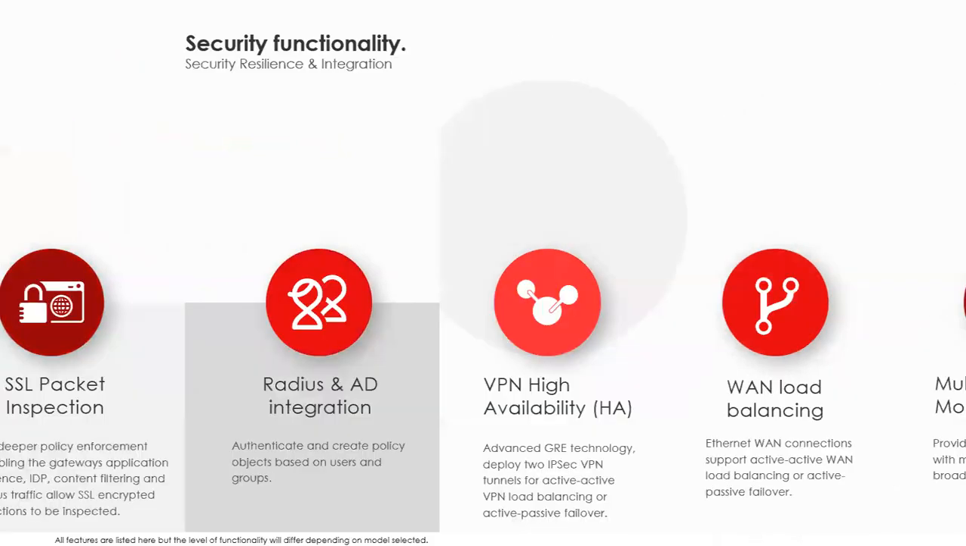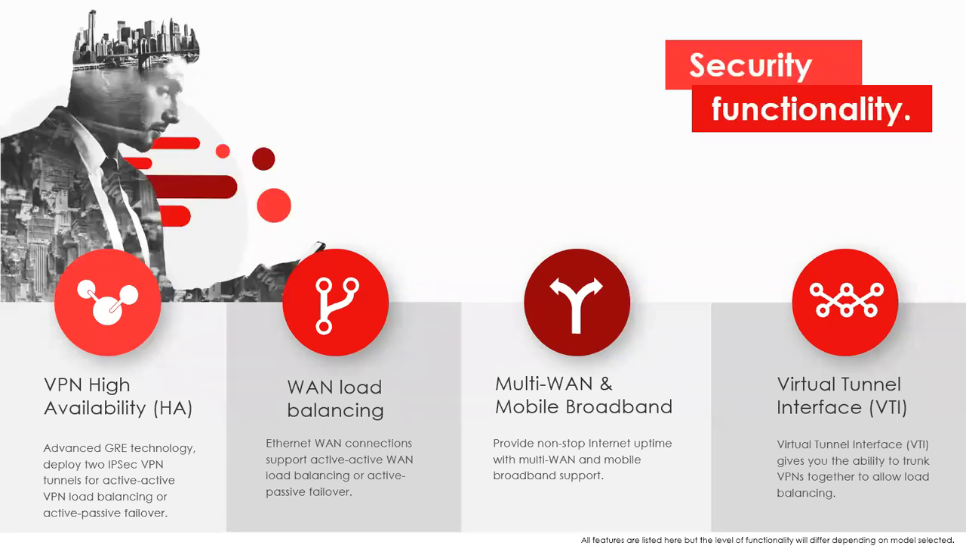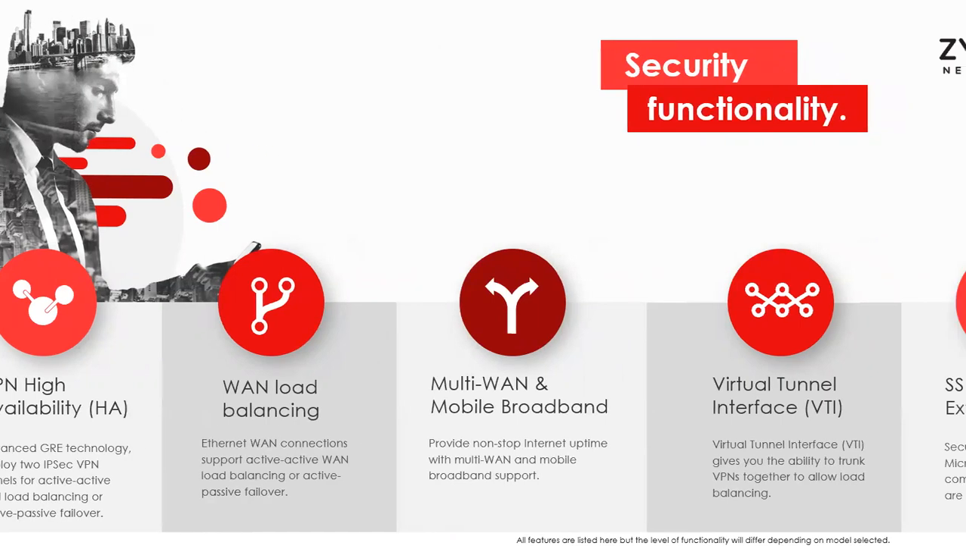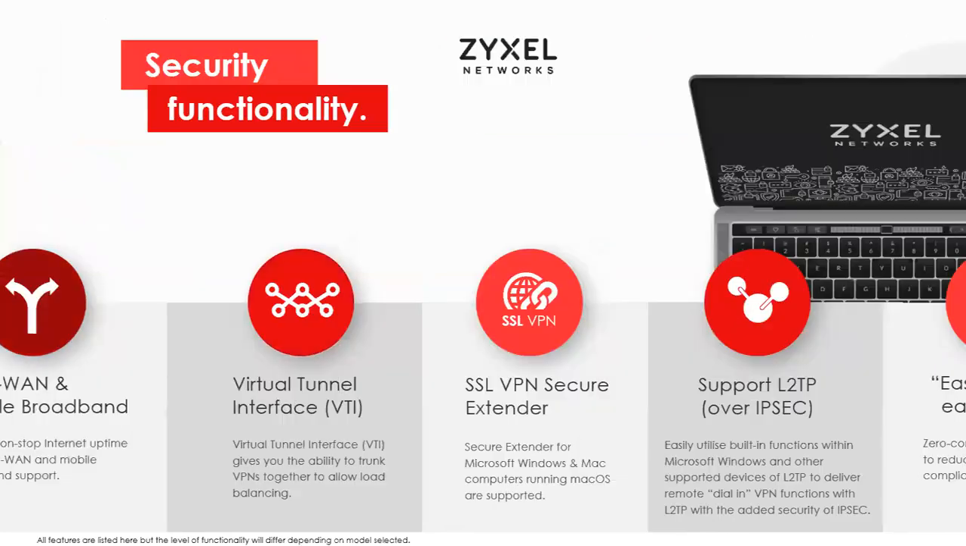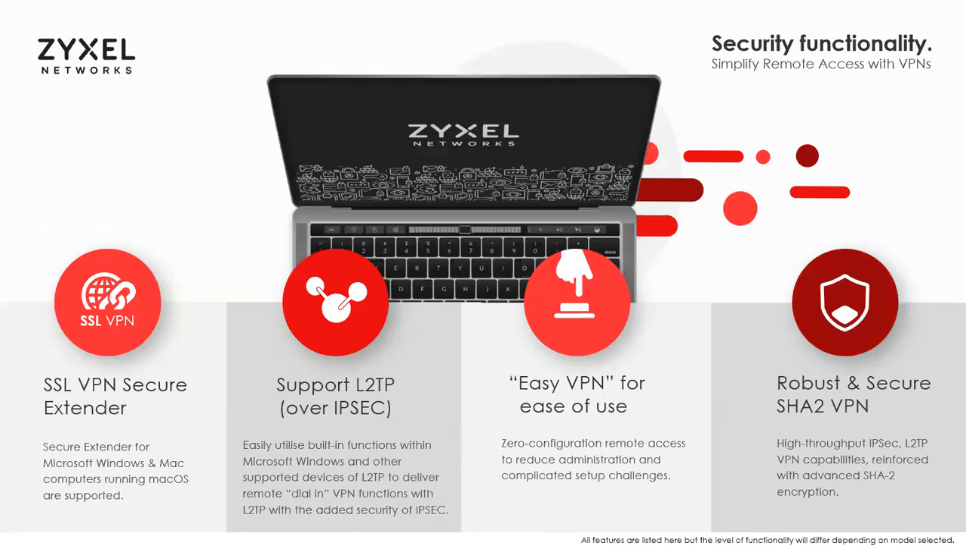On the VPN side of things, VPN high availability, so you can have multiple tunnels. If one tunnel fails, it automatically fails over to a different path tunnel. WAN load balancing, the ability to do multiple WAN ports. SSL VPN, so instead of using the built-in VPN client in most operating systems, you can use our SSL extender, which is generally a lot easier to use. We support L2TP over IPsec for those remote users. We have an easy VPN button and wizard to help set up VPNs for you.